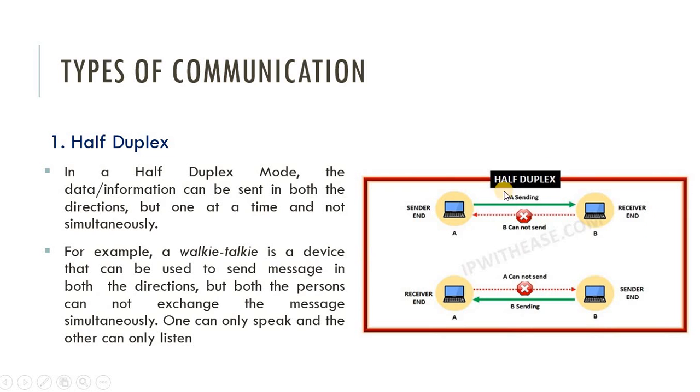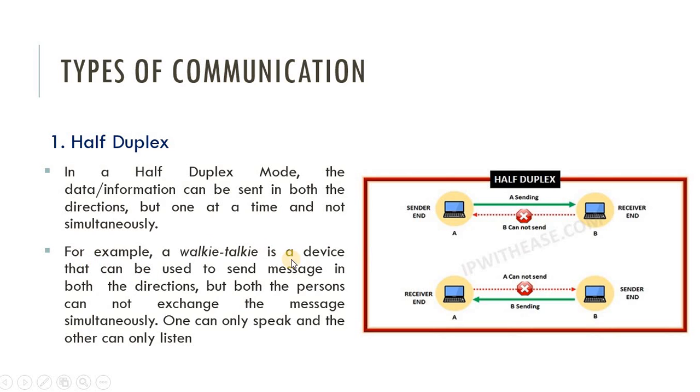Second is half duplex. In the half duplex mode, data can be sent in both directions, but one at a time and not simultaneously. What does it mean? This is one sender and this is a receiver. Suppose at 11:50 the sender sends some data to the receiver, but at the same time the receiver is not able to send anything to the sender. But at 11:55, the receiver becomes the sender and sends data back. So this type of connection is half duplex.